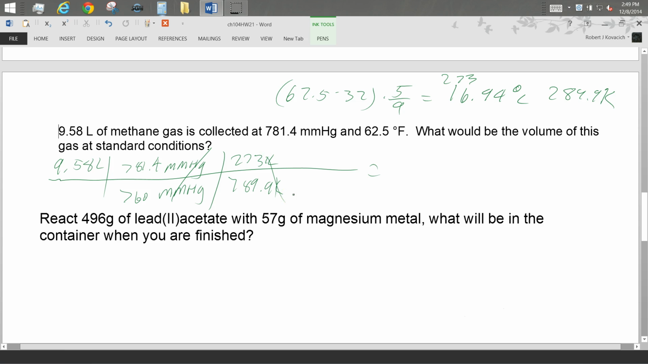So 9.58 times 781.4 divided by 760, times 273 divided by 289.9, and I'm going to get 1.28 liters. Alrighty. So in this particular condition, the temperature won out, correct? The pressure was trying to make it bigger, the temperature was trying to make it smaller, it got smaller, so the temperature had a bigger impact on it.